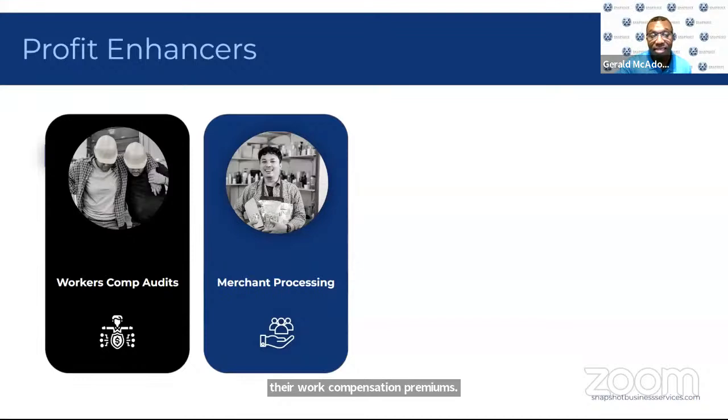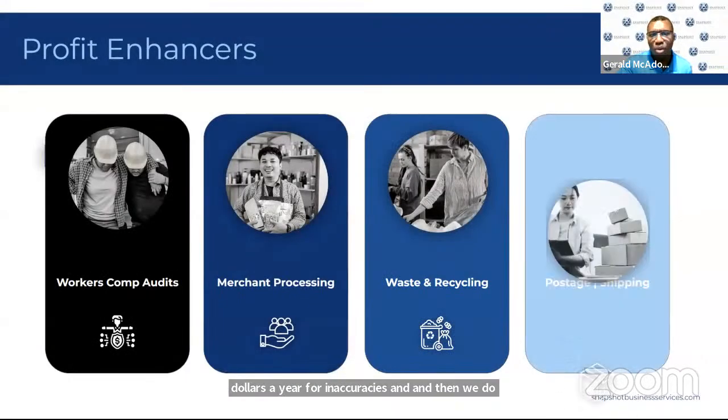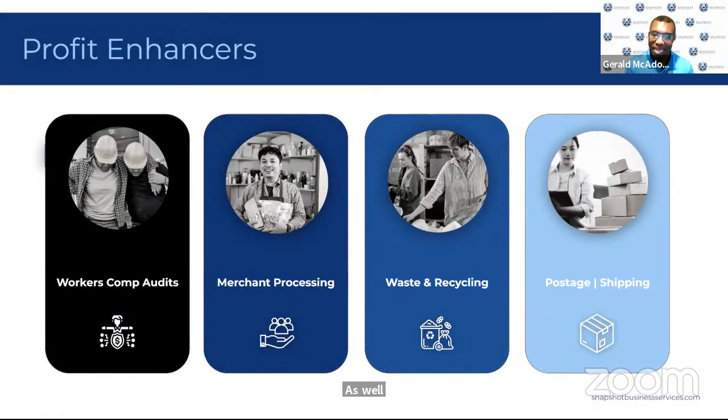Merchant processing. The Restaurant Association is lobbying the state right now to increase competition because rates have increased 3-fold for restaurateurs, and they're not the only ones. It can be incredibly challenging to comprehend how they're calculated, and they're sometimes shrouded in mystery. These fees frequently have mistakes and overcharges as well. If you believe the IRS, and our experience does bear this out, businesses are overcharged $70 to $80 billion a year for inaccuracies and erroneous errors. And then we do similar work in the waste and recycling area, as well as postage and shipping. Again, neglecting this slice of the pie for you or for your clients is a big mistake.